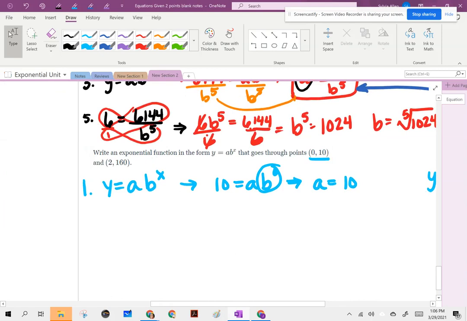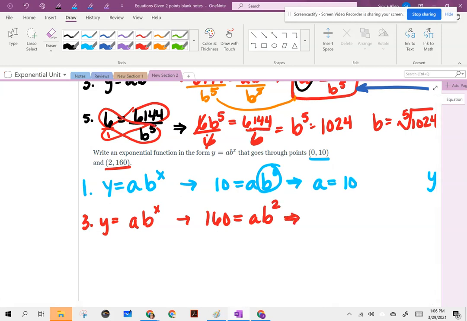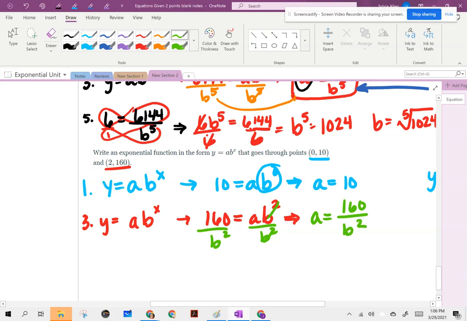because you want to know that the a value goes here. Then what you have is step 3, which says you take y equals ab to the x. You replace the x and the y with the 2 and the 160. And now we're going to, again, divide both sides by b squared. And so we get a is equal to 160 over b squared. That was step 4. So we're going to box it.